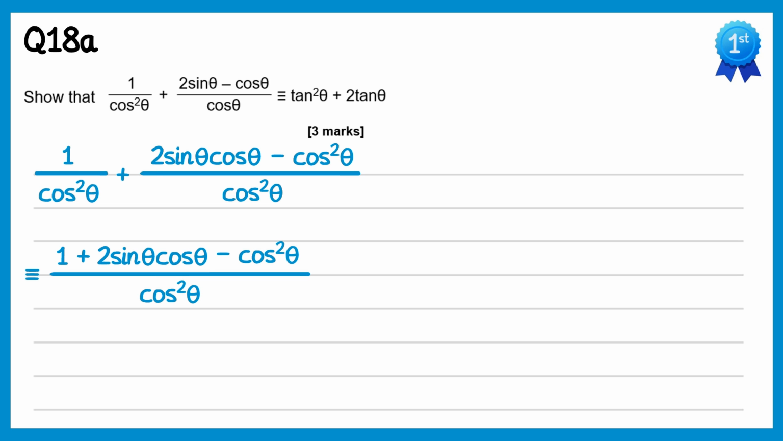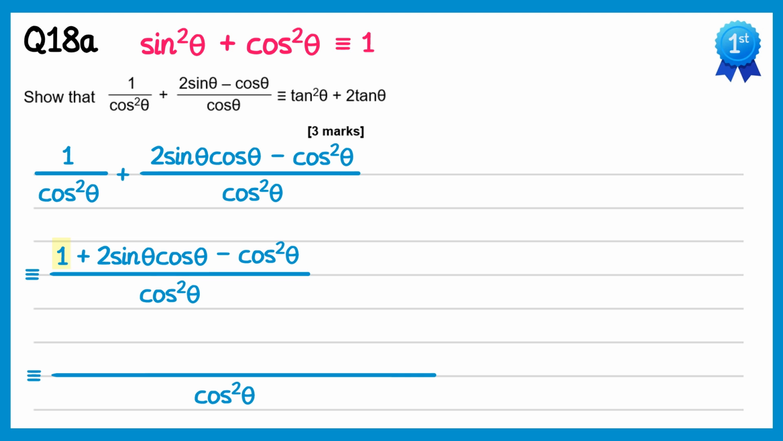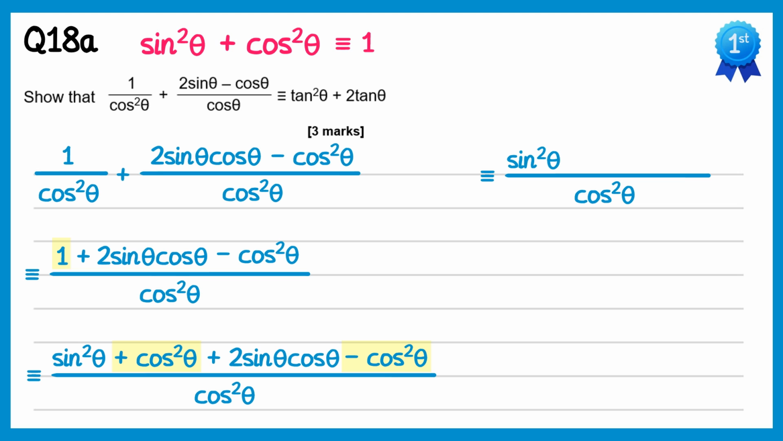The next thing I'm going to do is make use of an identity you should know. Sine squared theta plus cos squared theta is identically equal to 1. I'm going to replace this 1 here with sine squared theta plus cos squared theta. So if we write that fraction out again, but replace that 1 with sine squared plus cos squared, and then we've also got plus 2 sine theta cos theta and minus cos squared theta. So we end up with this massive fraction here. You may notice at this point though that these two will cancel out. Cos squared theta minus cos squared theta is 0. So we can now write this as sine squared theta plus 2 sine theta cos theta over cos squared theta.